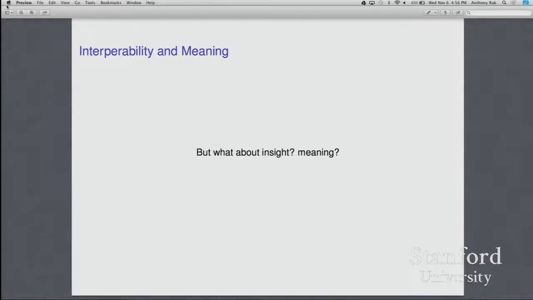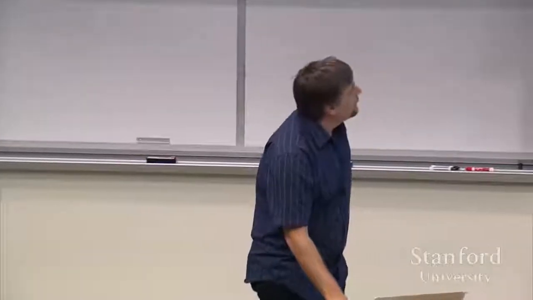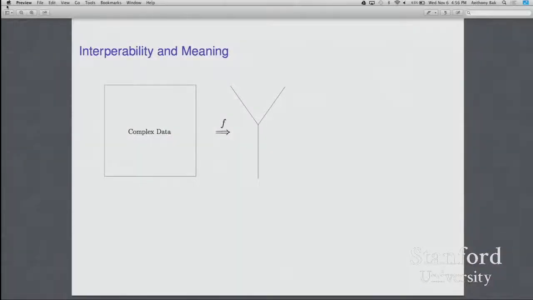So I still promised you a discussion of insight and meaning. I've shown you the summary, but where's the insight, right? What does it mean to get meaning from the data? Okay, so I claim that these lenses actually generate insights for you, or they generate understanding of the data in a fundamental way. So here we have our complex data. Now I've blocked it out so that you can't see it, right? But we have our function f, our lens, and we have our summary, our favorite summary, which is the y.